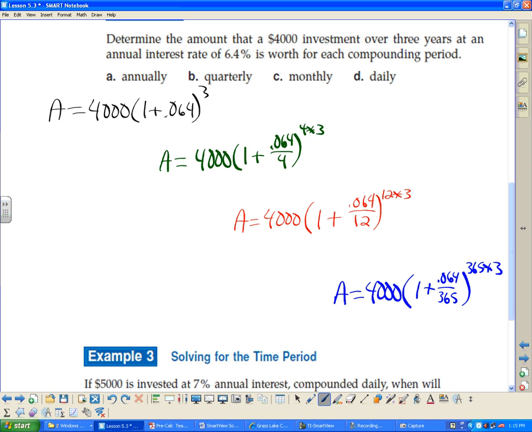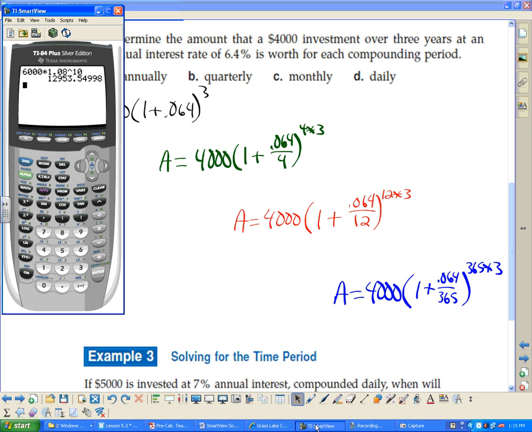So we're just going to figure out the value in each of those cases. Let's go ahead and do this for each one of them, and pay attention to how the value changes as we do more times per year. So we have 4,000 times 1.064 raised to the power of 3. There's our annual amount. And so let's go ahead and take a picture of that.